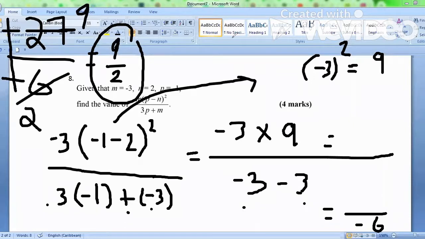Oh, you mean find the square of this one and the square of that one, and then you subtract? No, that's going to be wrong. That's going to be wrong.